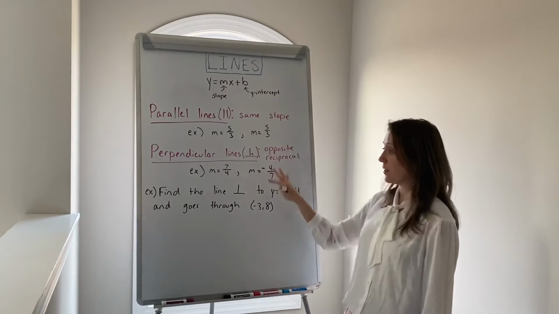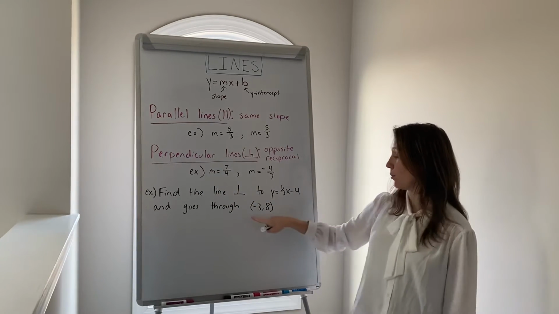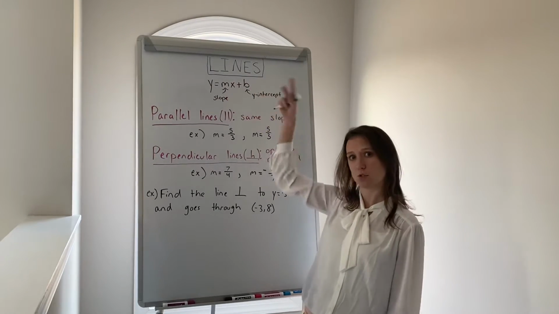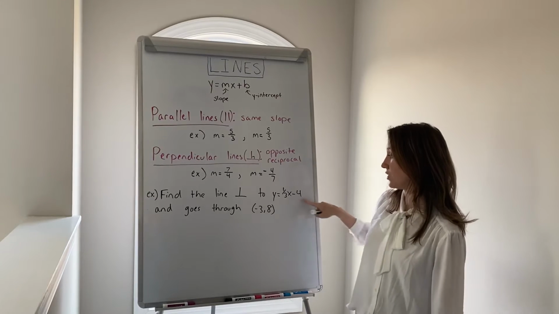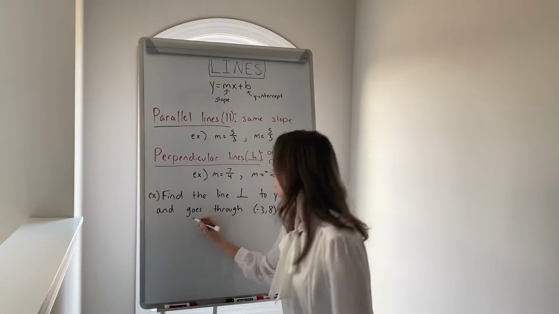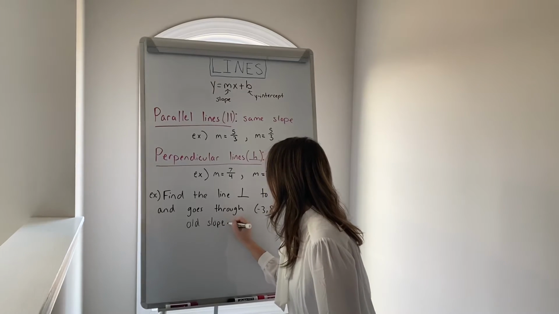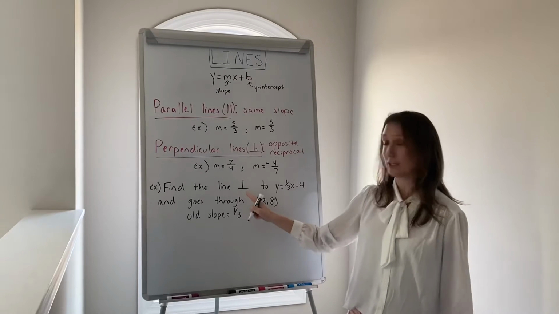So using this information, if you want to find a line that's perpendicular to this right here and goes through a point, again, we're going to have to find our slope and our y-intercept. Those are always the two main things we need. So first, we're going to look at this line and find the slope of this. So the old slope of the original line is 1/3. But we want the line perpendicular to that.